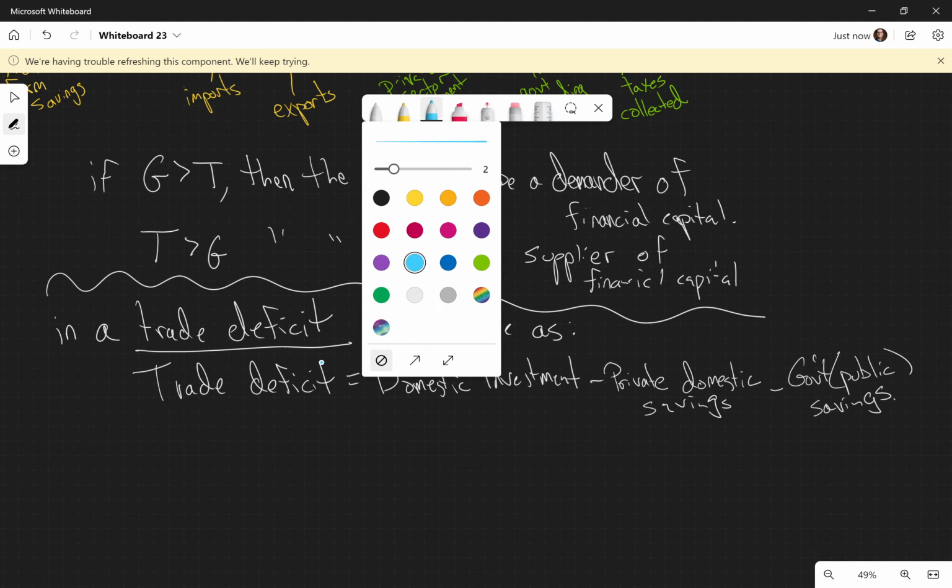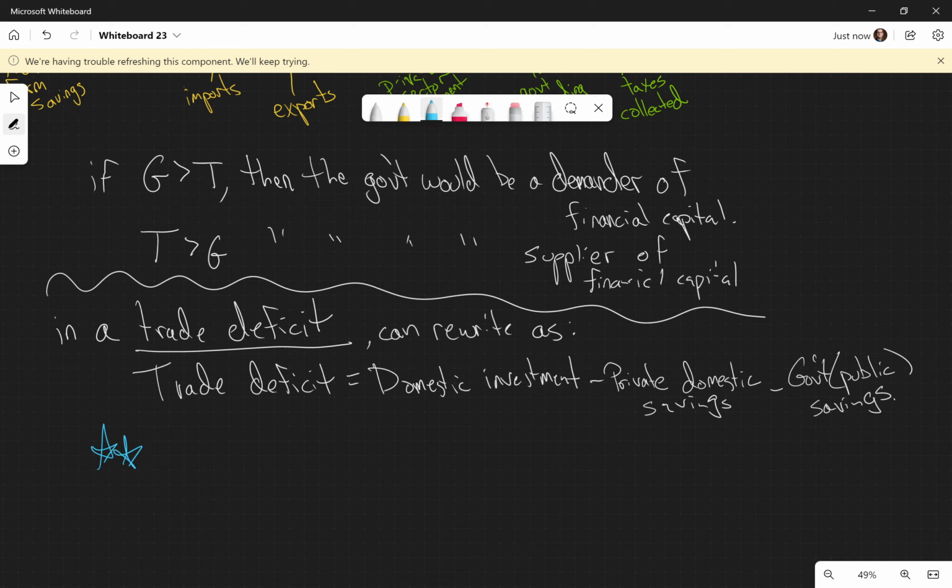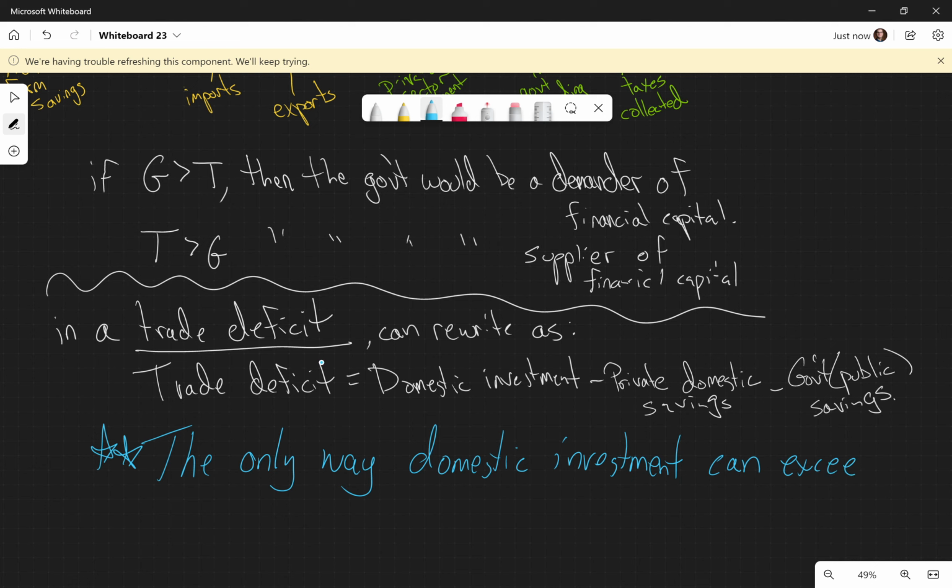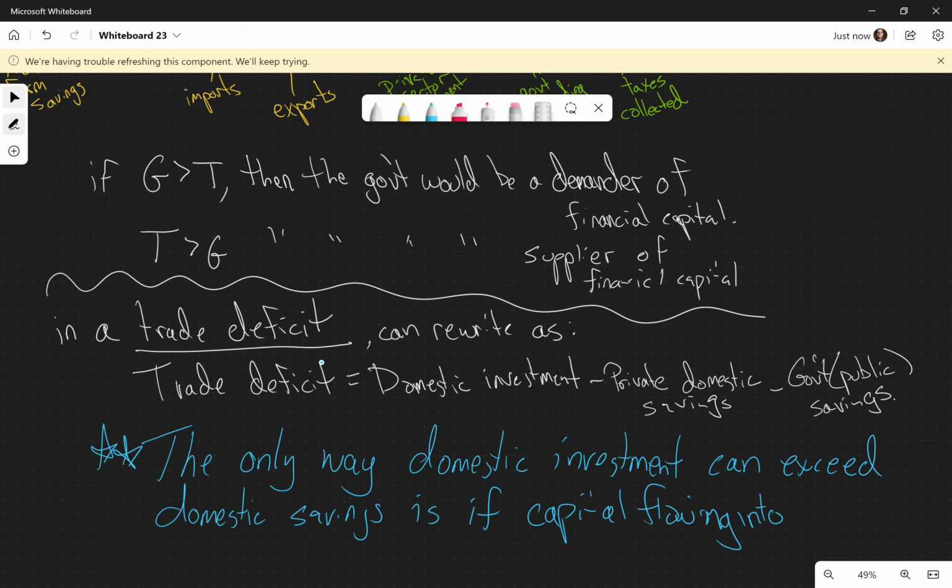So stated another way, we can interpret this equation that in a trade deficit, the only way domestic investment can exceed domestic savings is if we have capital flowing into the country from abroad.